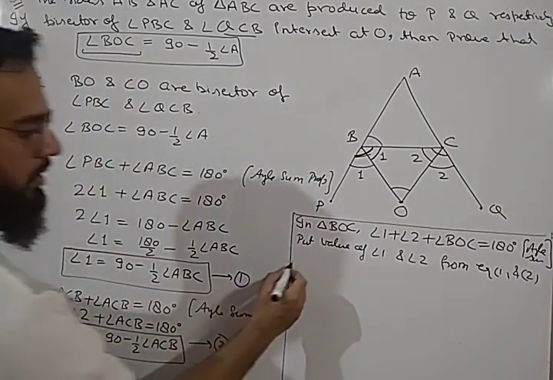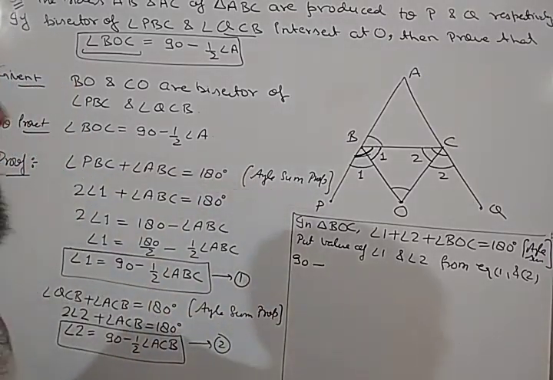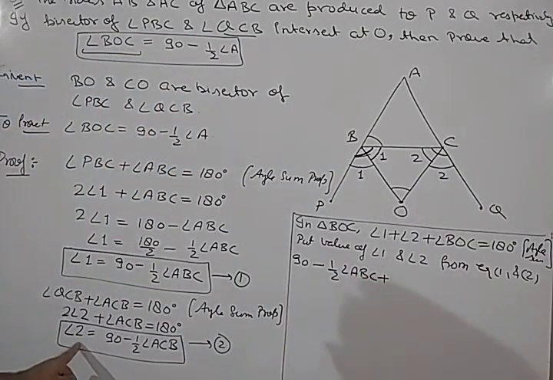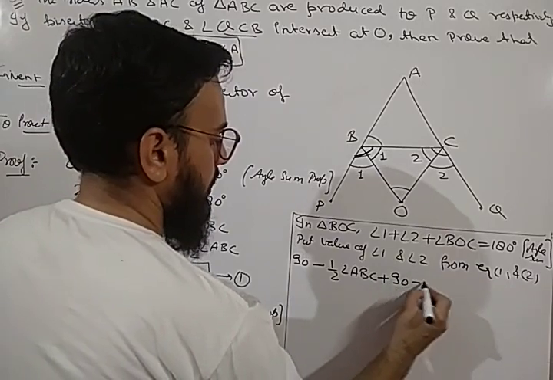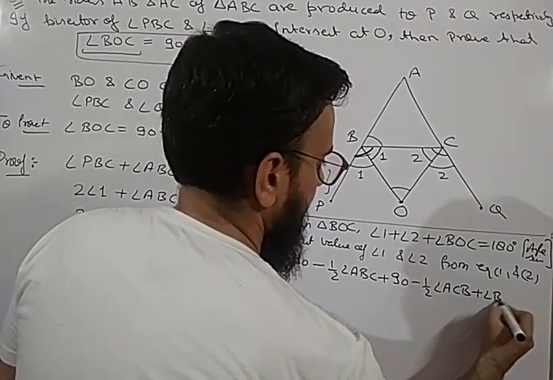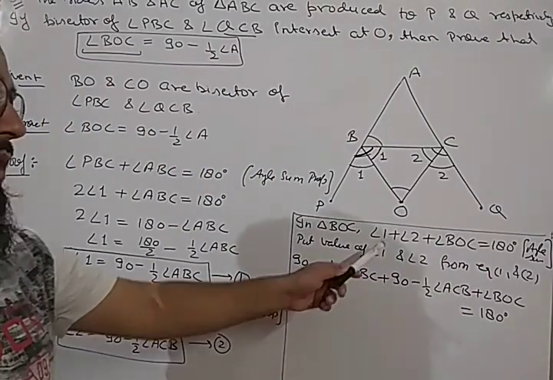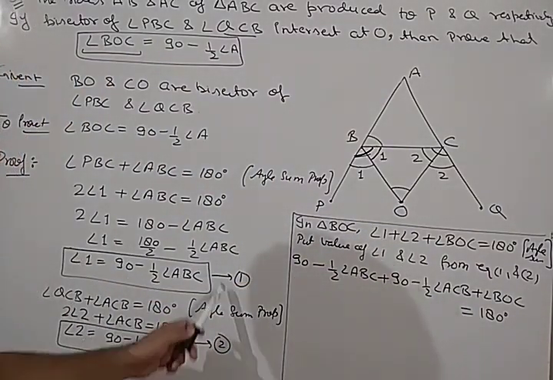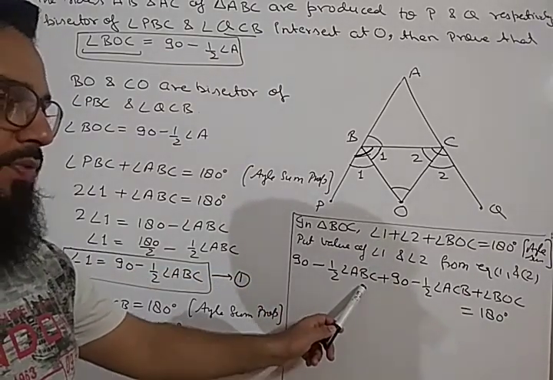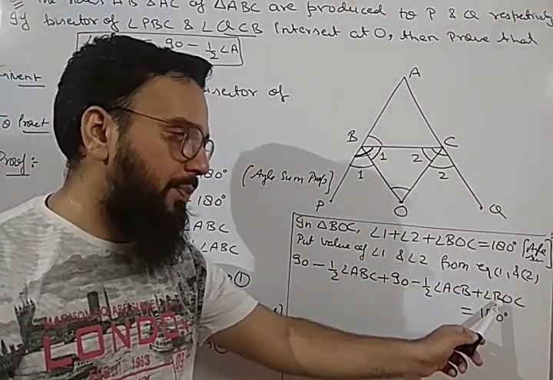So what is the value of angle 1? It is 90 minus half of angle ABC. 90 minus half angle ABC plus the value of angle 2, which is 90 minus half angle ACB, plus angle BOC will be equal to 180 degrees. What we have done? We have put the values of angle 1 and angle 2 from these two equations in this equation. So in the place of angle 1, we have written 90 minus half of angle ABC, and in the place of angle 2, we have written 90 minus half of angle ACB.